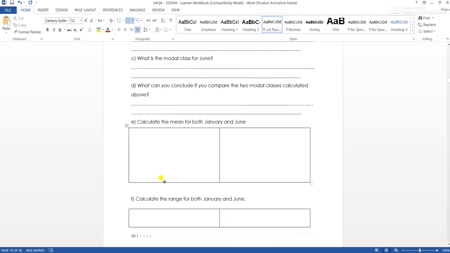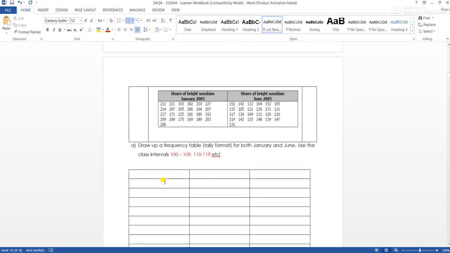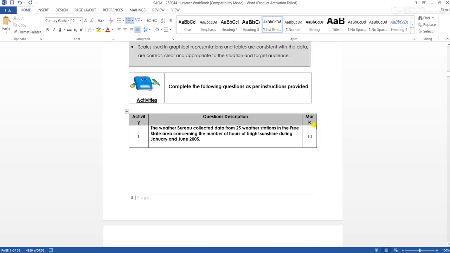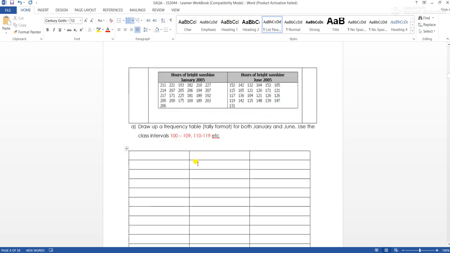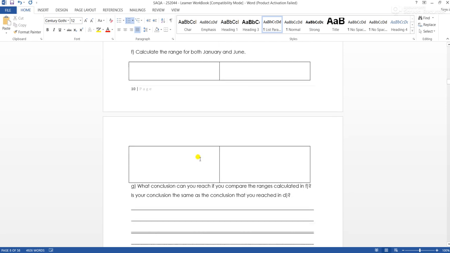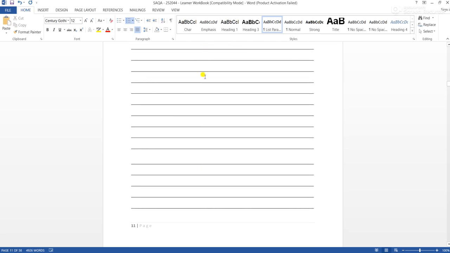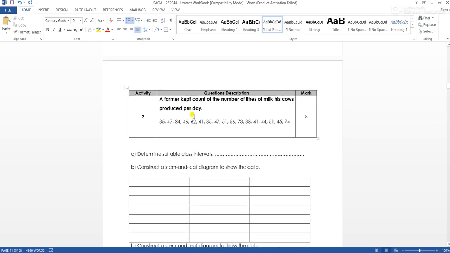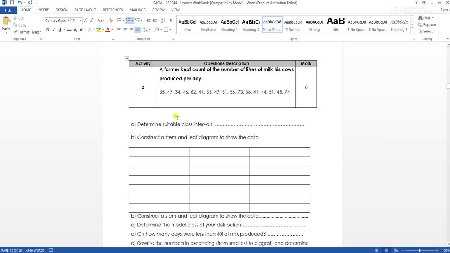So this is what you should do for activity 1. The mark allocation is 10 marks. Please adhere to mark allocations. So for activity 2, you're given a data set. A farmer kept count of the number of liters of milk his cows produce per day. So determine a suitable class interval. You need to come up with the class interval based on the data set that you were given.